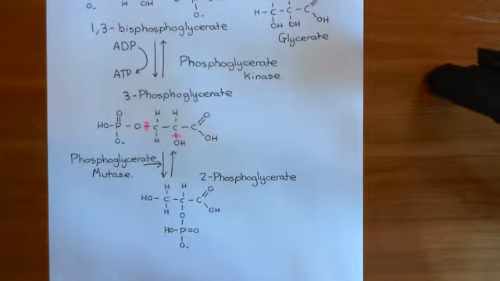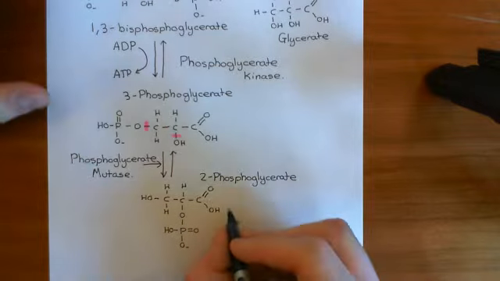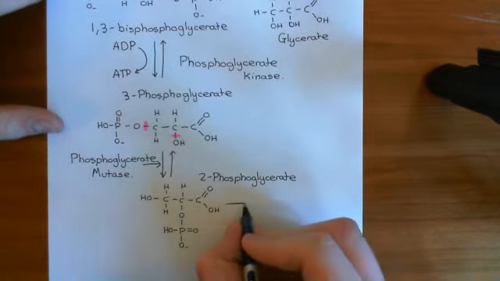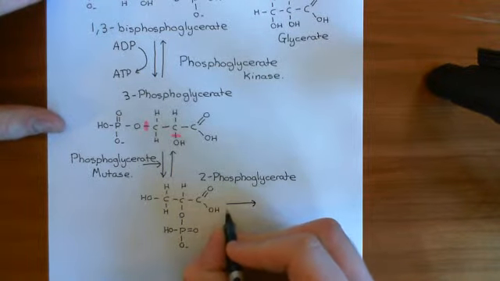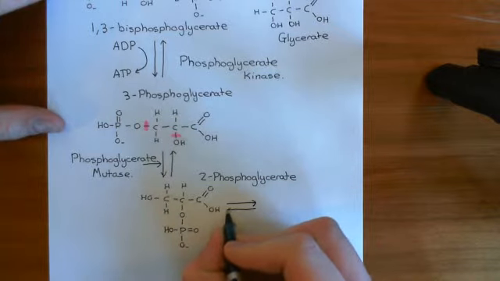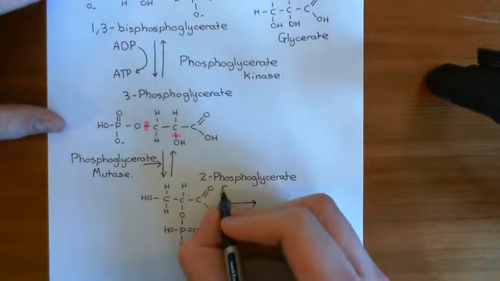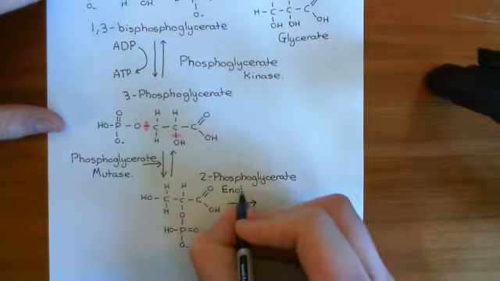Okay, so welcome back to this next video in which we are discussing glycolysis. We are currently in the payoff phase of glycolysis, and we've reached 2-phosphoglycerate. The next reaction that is going to occur is again a reversible reaction, and this is catalyzed by an enzyme known as enolase.